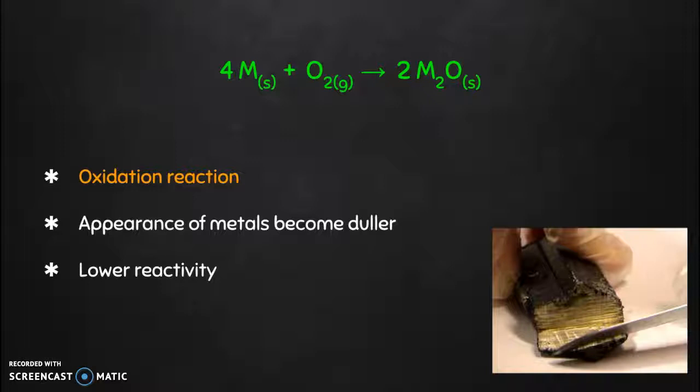As shown in the picture in the lower right corner of the screen, you can see that there is a black layer formed around the outside of the metal, which was produced during the oxidation reaction. This layer will decrease the reactivity of the element.